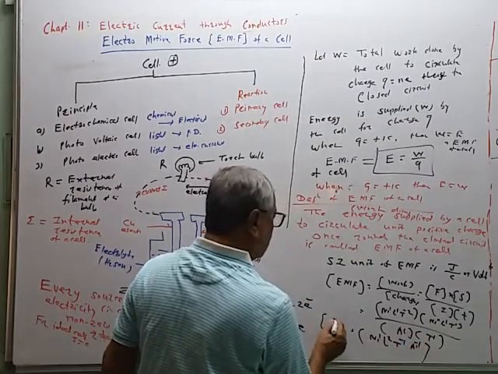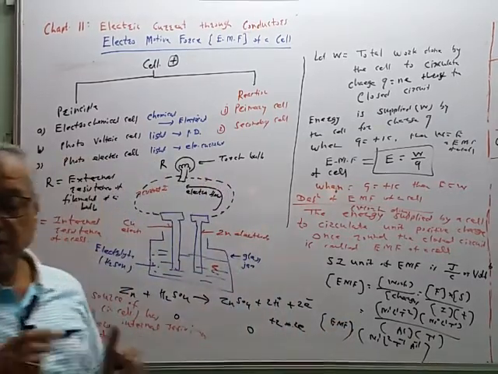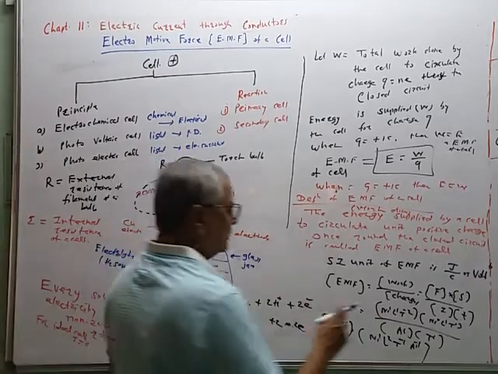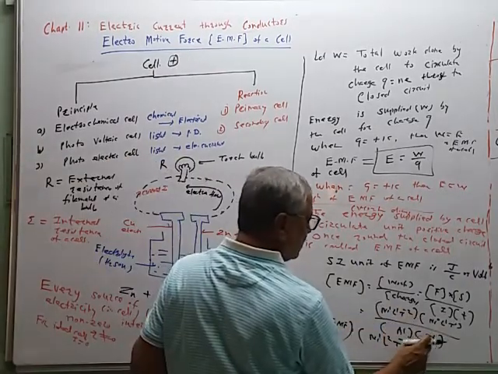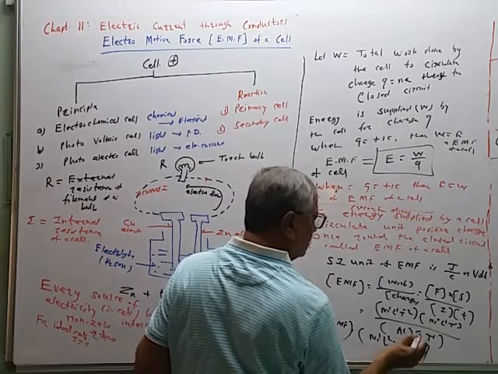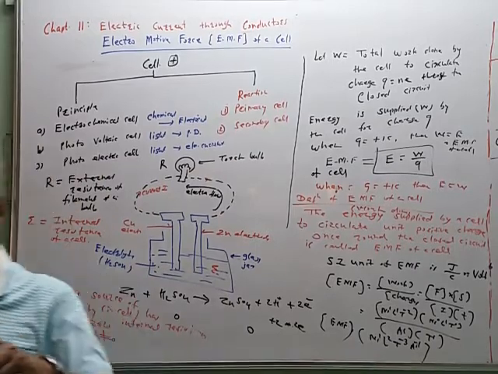So these are the dimensions of EMF of a cell. M raised to 1, L raised to 2, T raised to minus 3, sorry. This is T raised to minus 1, this is T raised to minus 1. So this power of T will be minus 3. So these are the dimensions of the cell.